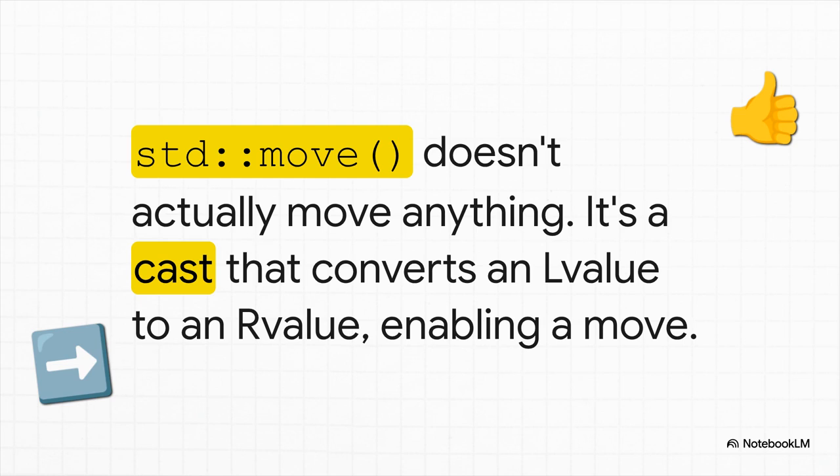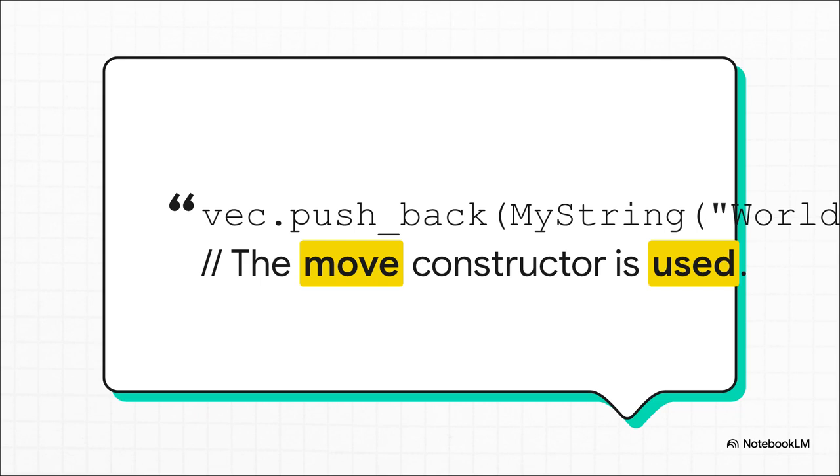It's our way of giving the compiler a permission slip. We're saying, hey, I know this object here is an lvalue, but trust me, I'm done with it. You have my permission to treat it like a temporary rvalue and go ahead and steal its guts. But, and this is my favorite part, in many common situations, you don't even need to write std::move. The compiler is smart enough to figure it out for you.